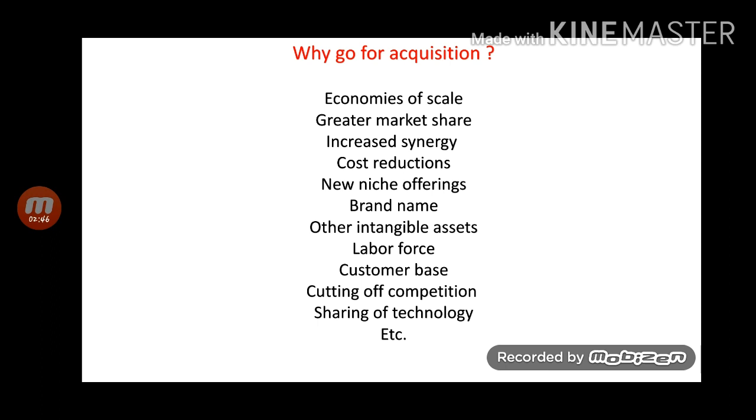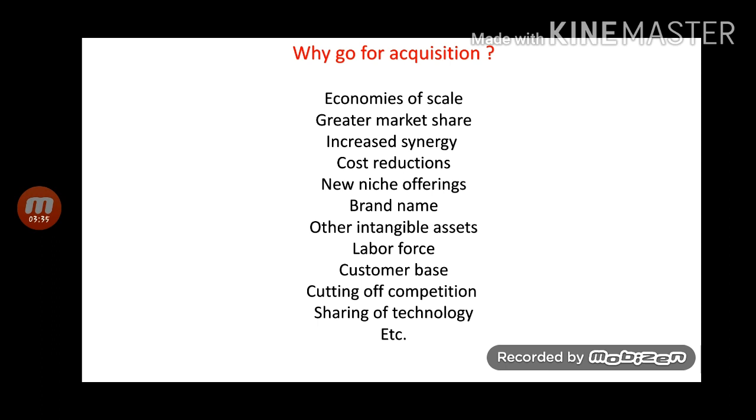For new offerings and good brand names, many businesses come into a contract of acquisition because they want to give new products in the market, which will obviously increase the brand name, or the target company might already have a very good brand. After acquisition, the brand will be shared by the buying company also. And there are other intangible assets like copyrights and patents. Due to acquisition, they will hold these intangible assets also.